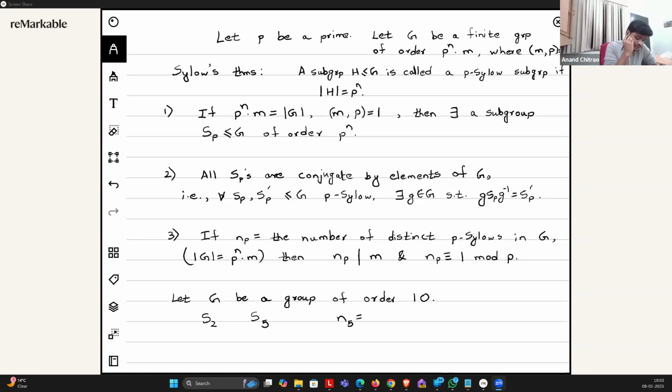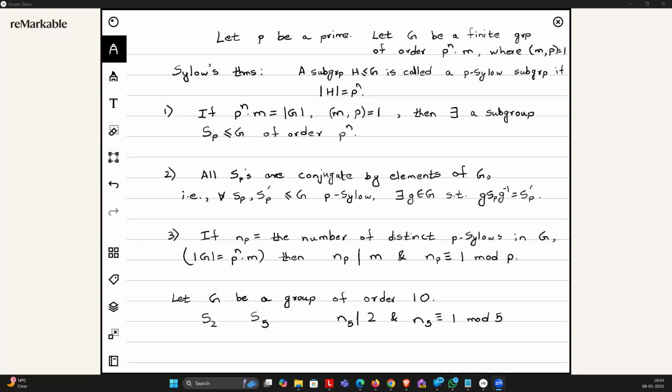N5 is what? Let's use the third theorem. N5 has to divide whatever is left in the group. So write 10 as a 5 power times whatever is left. So write 10 as 5 times 2. Then N5 has to divide 2, and N5 has to be congruent to 1 mod 5. So what's the only solution to this? 1. Yes, this implies N5 is 1.